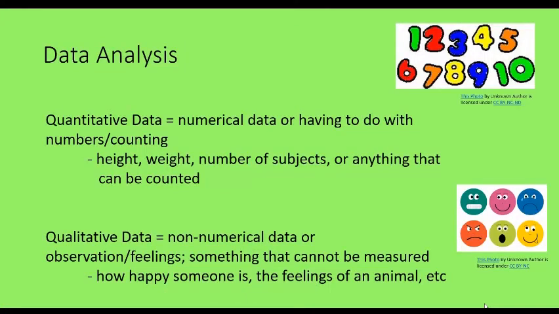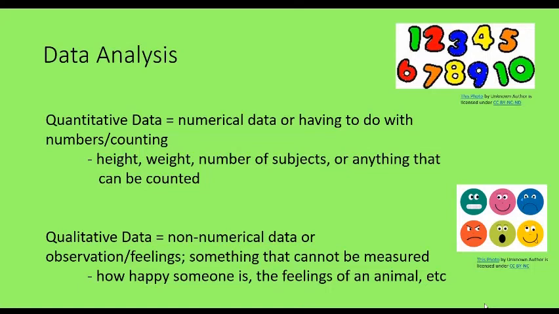Now, as far as data analysis, there are 2 types of data. We have quantitative data and qualitative data. Quantitative data has to do with numbers, like to quantify something or to count. So quantitative data is numerical data or having to do with numbers or counting. Things like height, weight, number of subjects, or anything that can be counted.